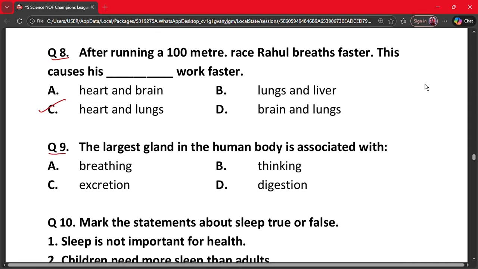The largest gland in the human body is associated with A. Breathing, B. Thinking, C. Excretion, and D. Digestion. The correct answer is option D. The liver is the largest gland in the human body. It produces bile juice, which helps in digestion of fats and removing toxins from blood.